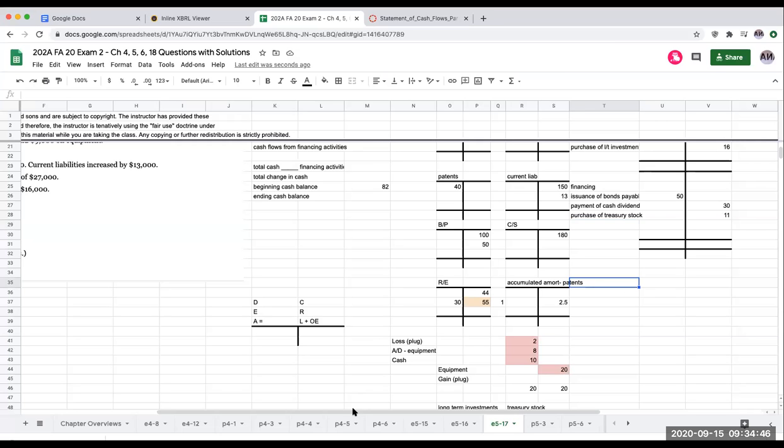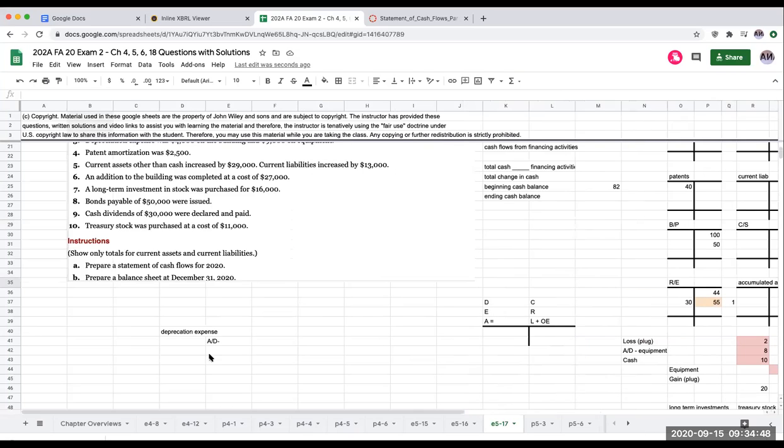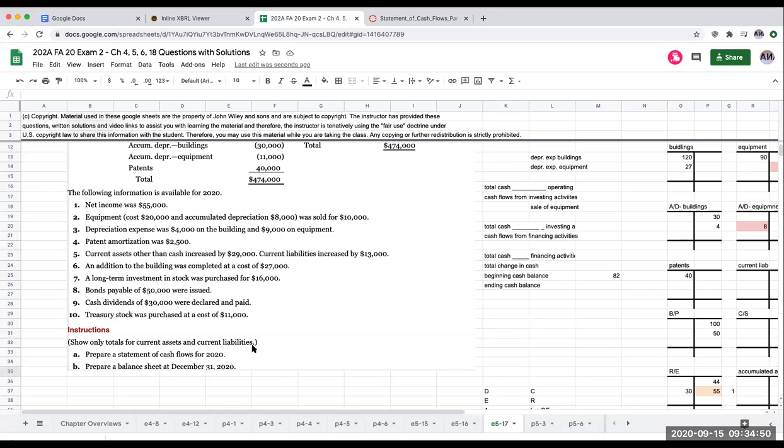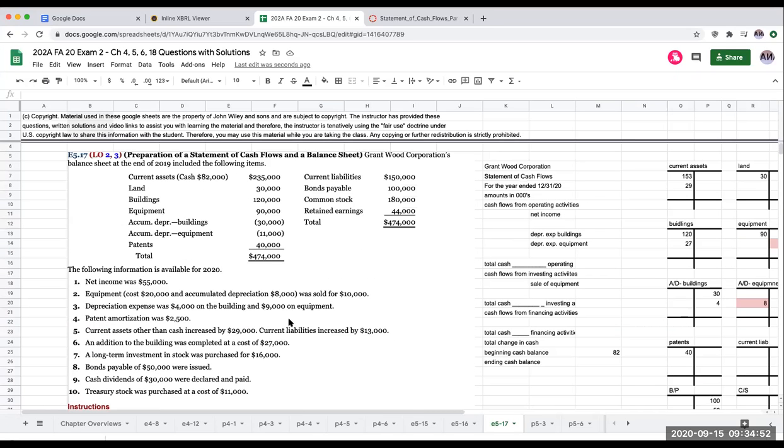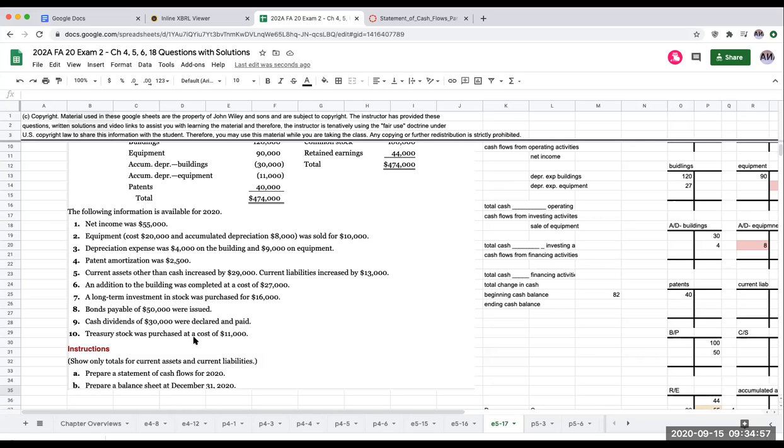So after I've gone through and I've done all this, what do I do next? Well, in order to figure out my balance sheet, let's just kind of go through here. We got treasury stock, we did that, cash dividends, bonds payable, long-term investment, in addition to the building, we got that. Current assets other than cash increased by 29. We got the patent amortization, depreciation expense, equipment, and then net income.